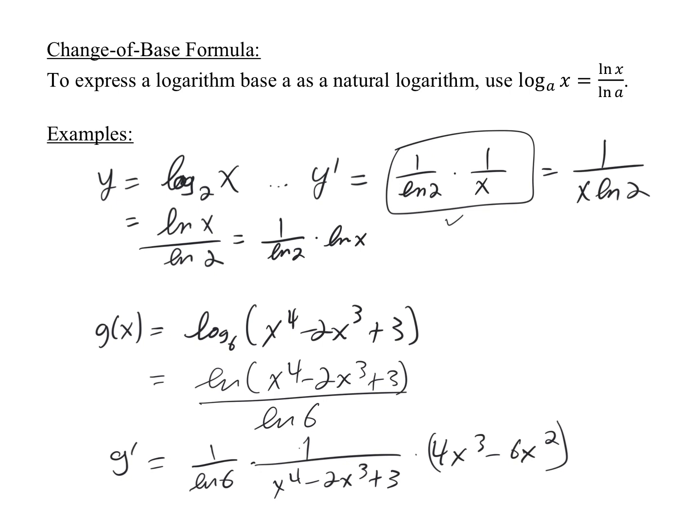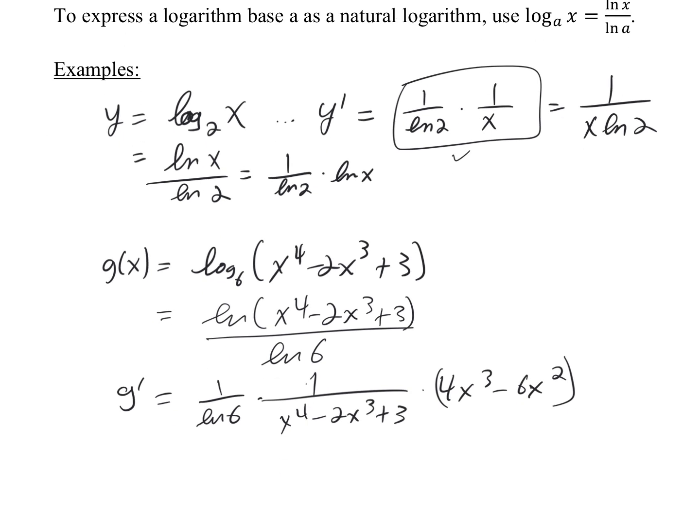So then 4x cubed minus 6x squared. This is our answer. Let's go ahead and simplify it a tiny bit. So what we have is just 4x cubed minus 6x squared over natural log of 6 times x to the 4 minus 2x cubed plus 3.